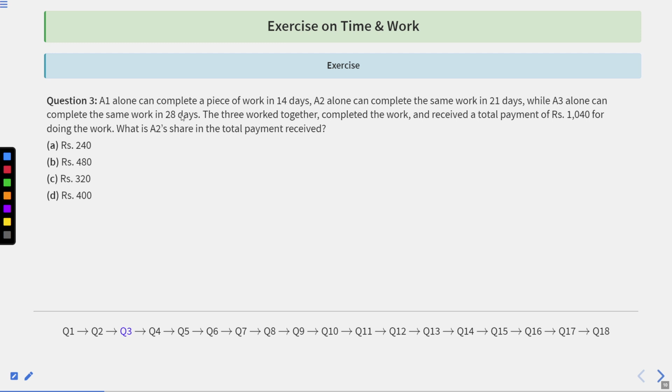Question number 3. A1 alone can complete a piece of work in 14 days. A2 alone can complete the same work in 21 days, while A3 alone can complete the same work in 28 days. So the three worked together, completed the work and received a total payment of 1040 rupees for doing the work. So what is A2's share in the total payment received?